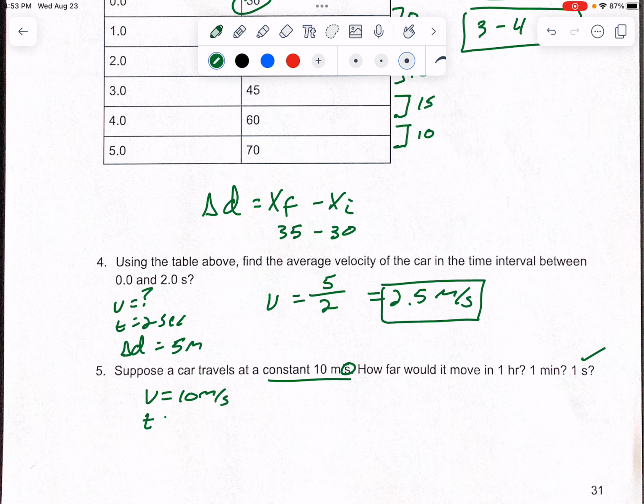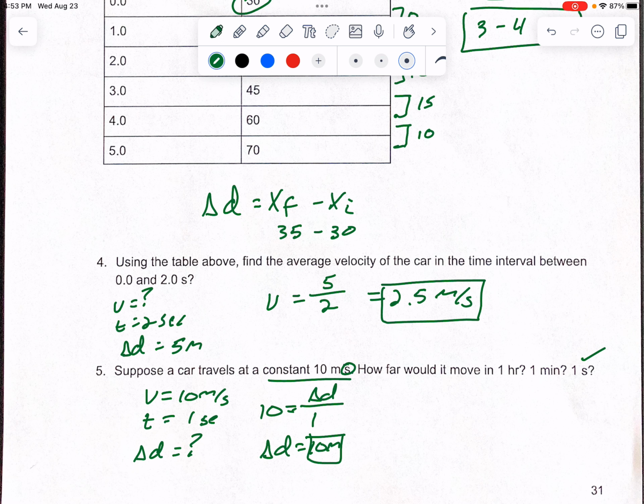So my t would be 1 second. And I want to know how far it can get. So displacement is your question mark. So 10 equals displacement over 1. So 10 times 1, you multiply both sides by 1. And you get a displacement of 10 meters. So there's one answer right there.